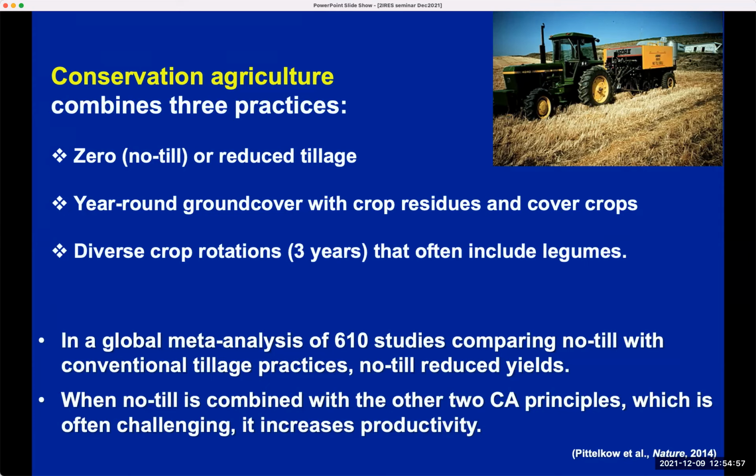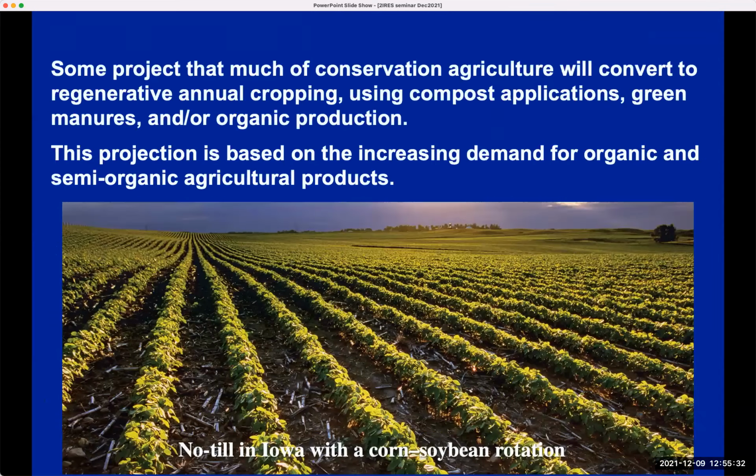And there was a big meta-analysis done by CGIAR back in 2014, because people were saying, "Oh, that's bad," and they were even saying no-till is. And what they found out is that, looking at 610 studies globally, no-till actually had slightly, maybe 4 or 5% lower yield than tilled crops. But when you add in the other two parts of conservation ag, the ground cover and rotation, it did better. But it's hard for farmers to do that.